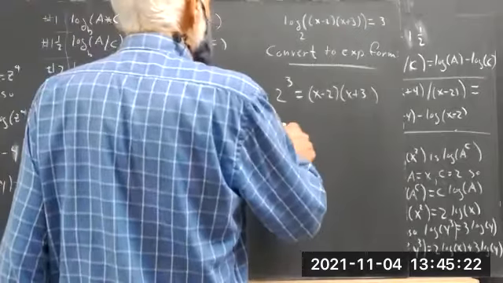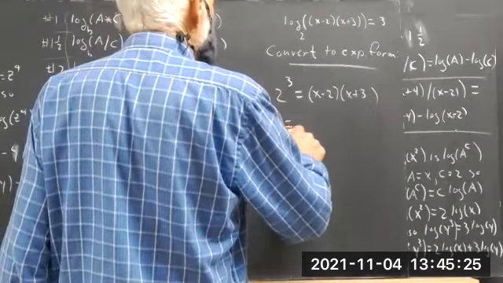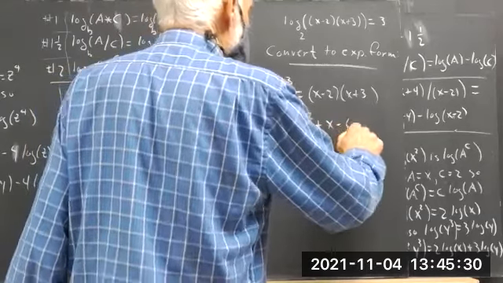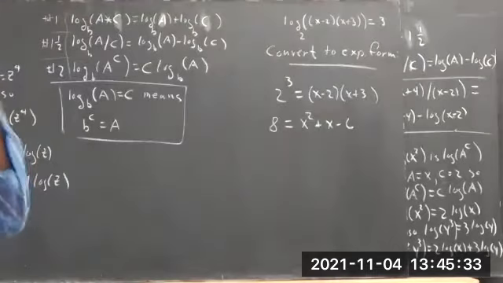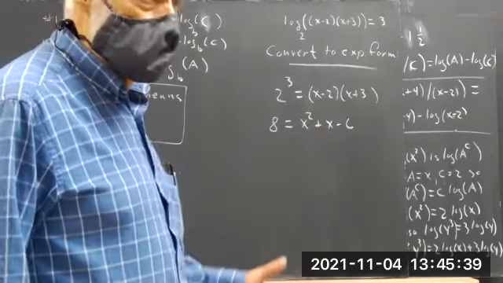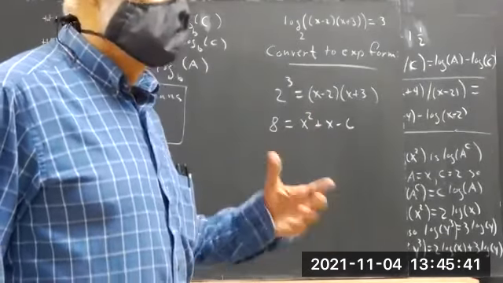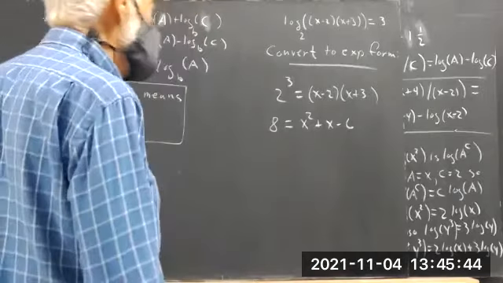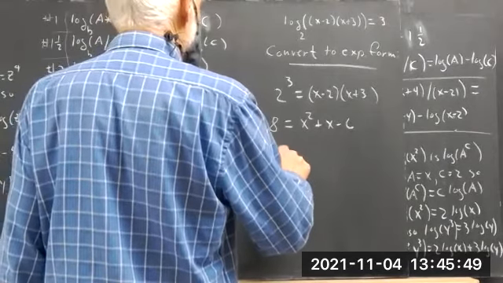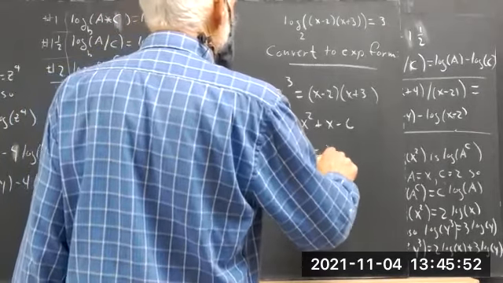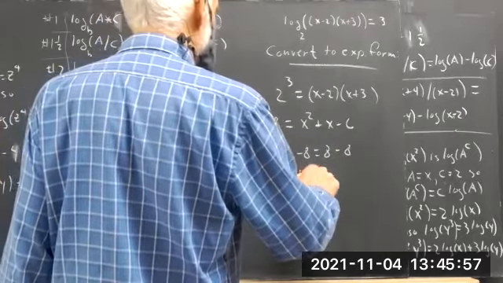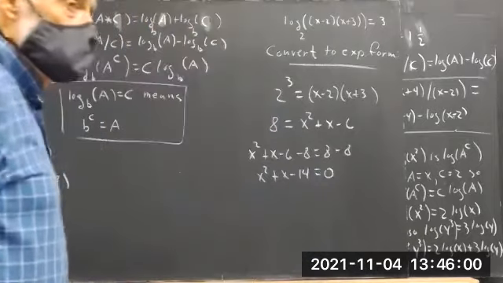Okay. So now we have 8. And if we multiply this out, we get x squared plus x minus 6. Now, how do you solve this? It's a quadratic equation. You put it in the standard form of a quadratic equation by subtracting 8 from both sides. So we're going to say x squared plus x minus 6 minus 8 equals 8 minus 8. So you have x squared plus x minus 14 equals 0.